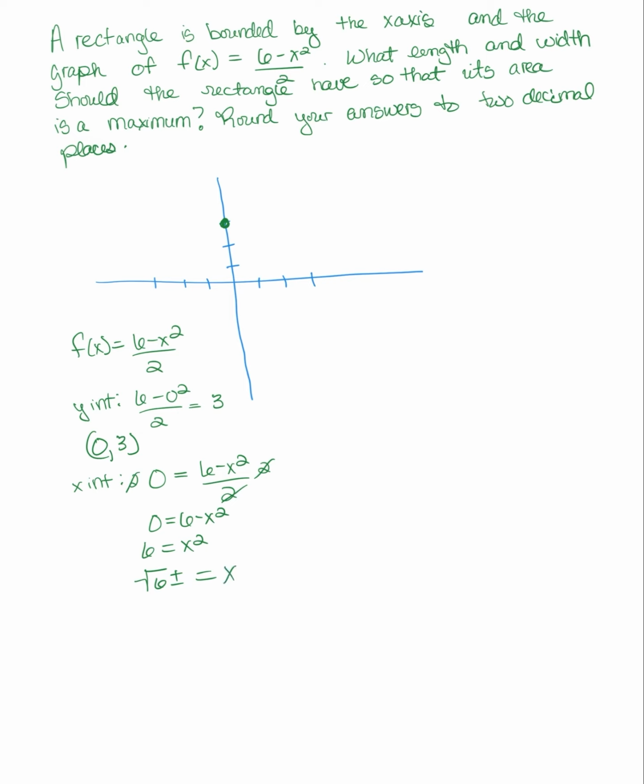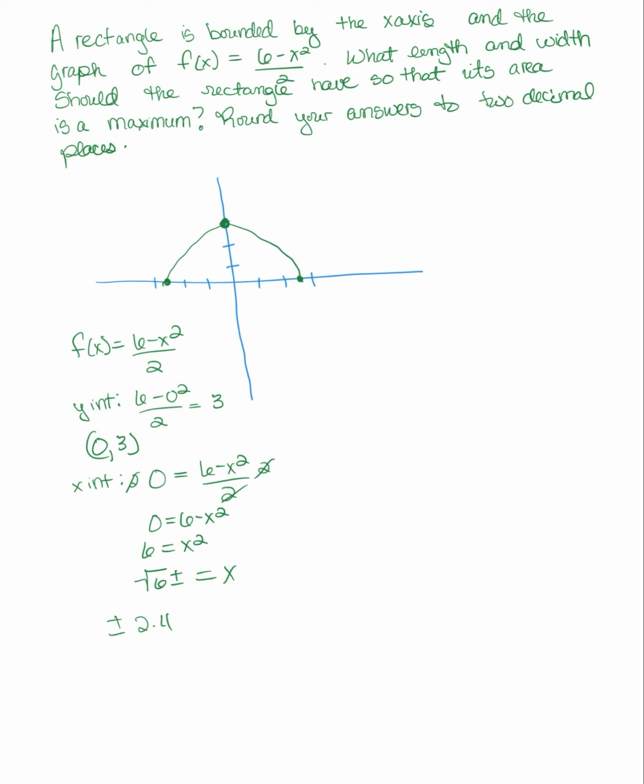The square root of 6 is like 2.4 or something, so almost 2.5. So we'll have plus and minus that for our x-intercepts, that's 1, 2, like 2.5, right? There we go. And also you can tell from this graph that this is going to be an upside down parabola, right? Because you have that negative x squared. So let's go ahead and connect our dots.